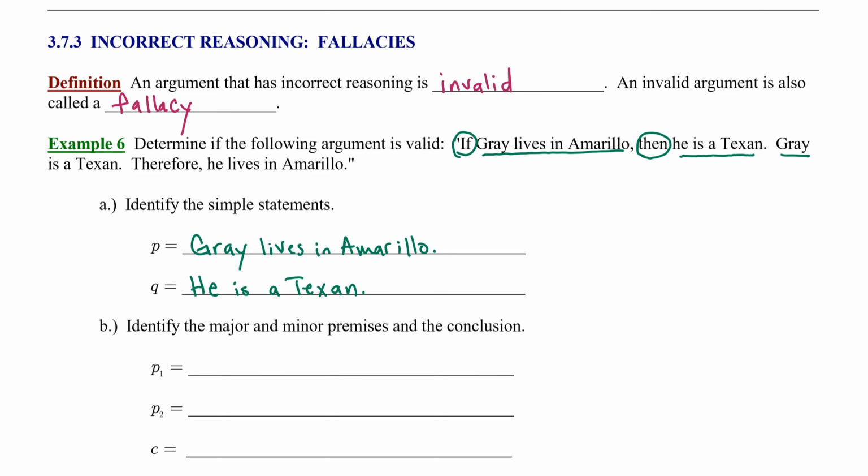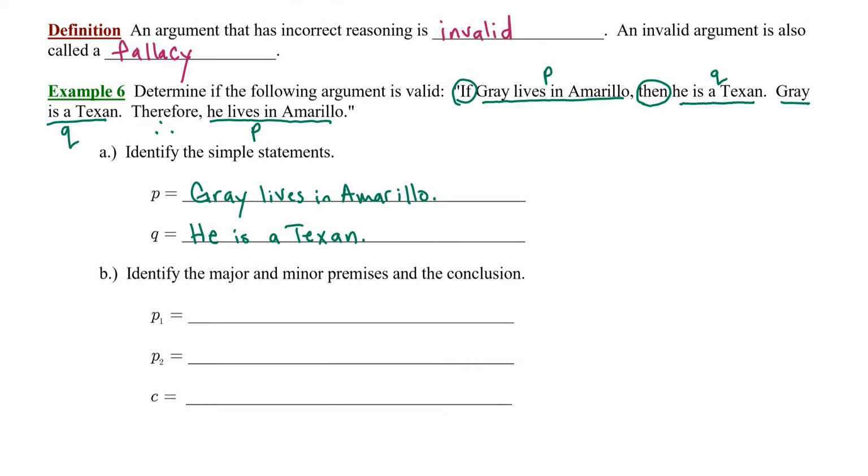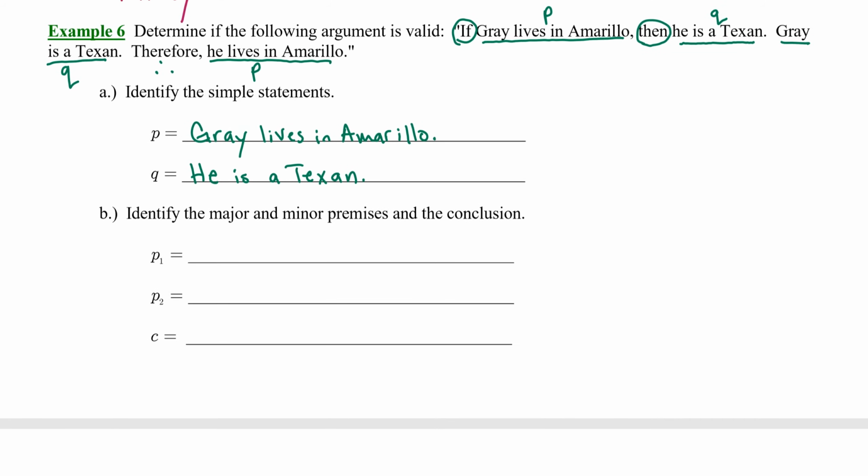Next statement, Gray is a Texan. Well, that's statement Q. We've already identified that. Remember, we had Gray lives in Amarillo and Gray is a Texan. Therefore, here comes our conclusion: he lives in Amarillo. Well, that's a repeat of statement P. So it looks like our argument is only composed of two simple statements. That's good news. That means our truth table will be short, with 4 rows only.